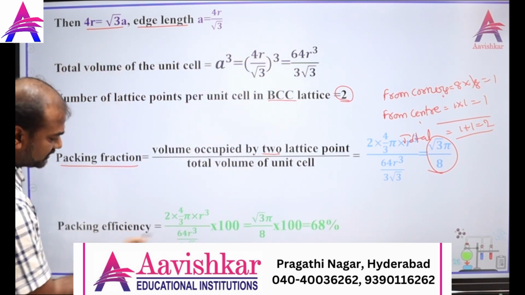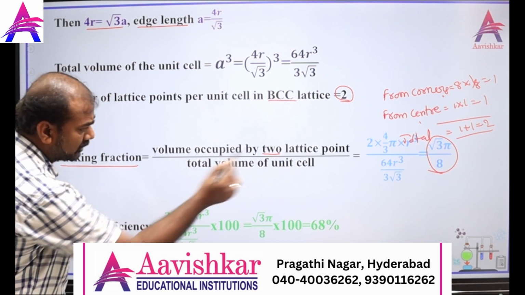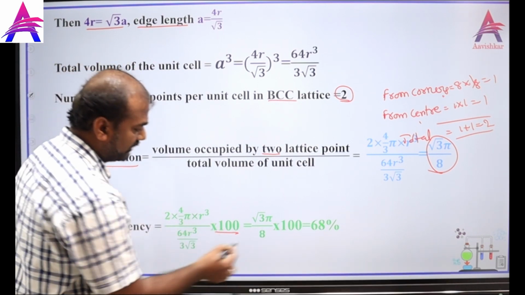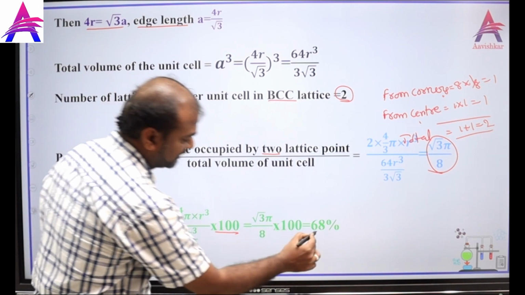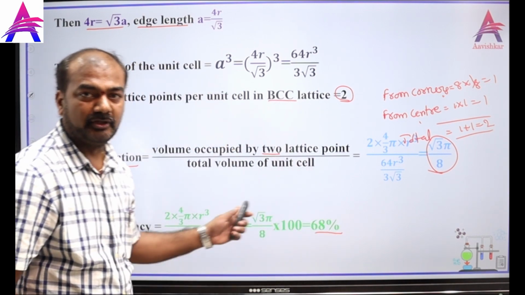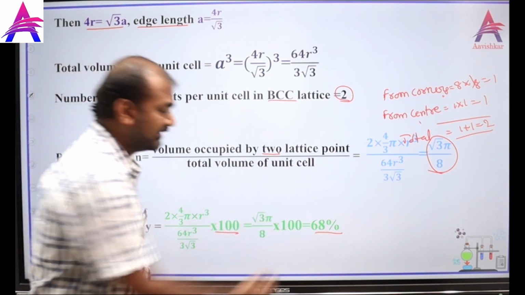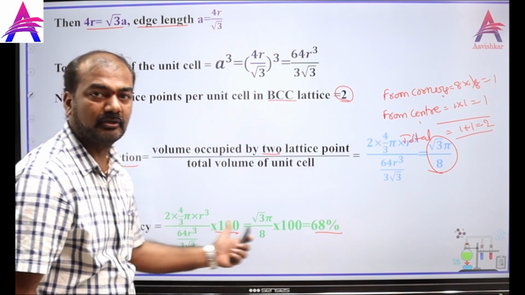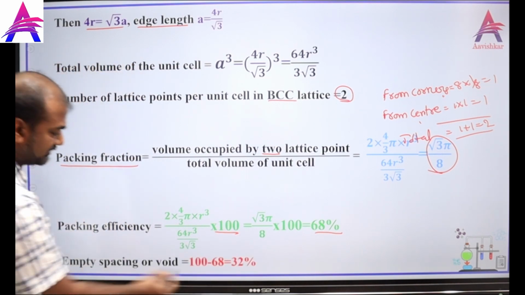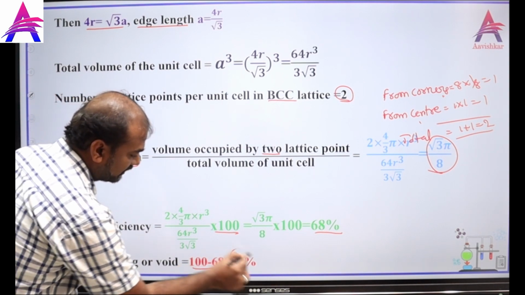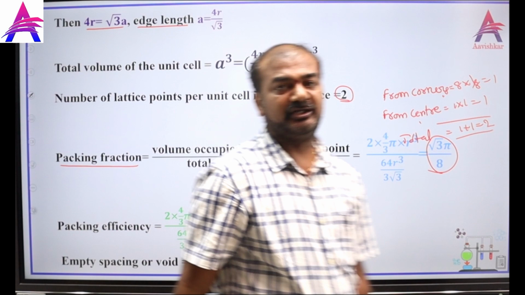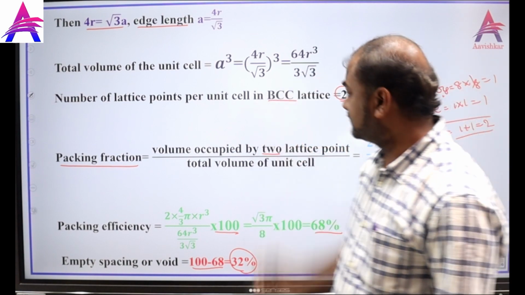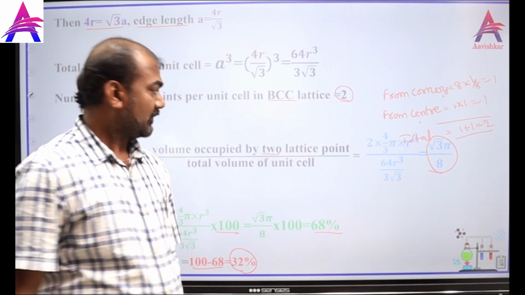The next one, the packing efficiency, is the volume occupied by the 2 lattice points divided by the total volume, multiplied by 100. So it gives root 3 pi by 8 into 100, which is equal to 68%. That means the total volume occupied by the lattice points is about 68%. The remaining space is empty space, or void. So the void space available is 100 minus 68, which is 32%. This is important information which may be useful at the competitive level regarding the body centered cubic system. Okay, so thank you.